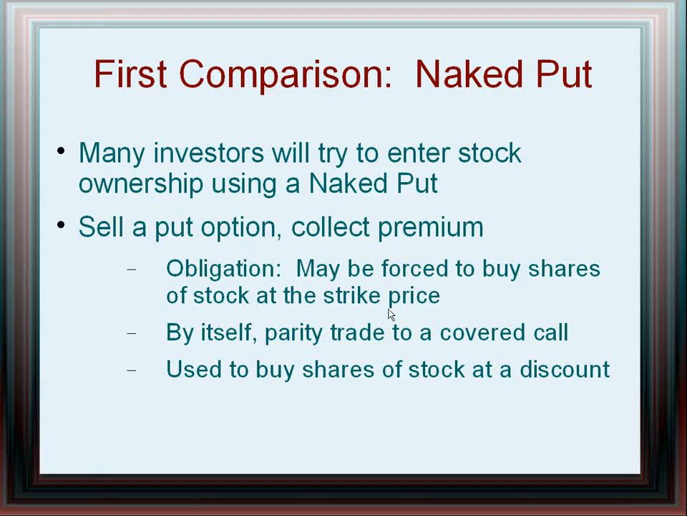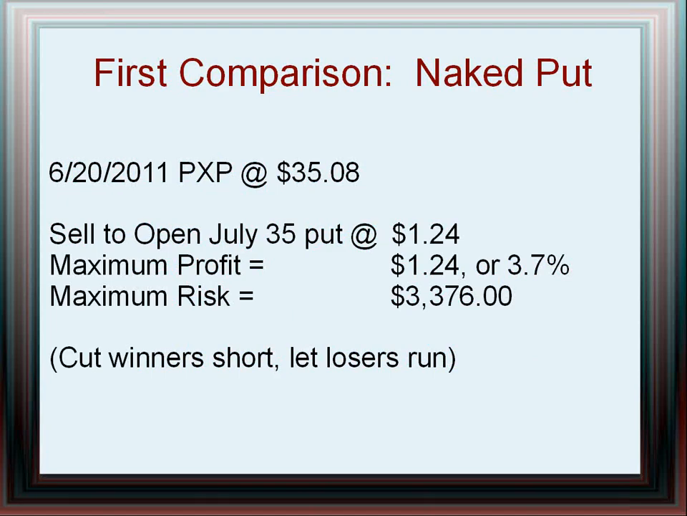Okay, well, so I get stock at a lower price. Let's say the stock's trading at $43, $42. In this case, let's just take the PXP example. The stock's trading at 35 or so. I may sell the 32.5 or the 35 put, generate a $1 premium. Well, if the stock's trading below 35, I may be obligated to buy shares of stock at 35. But that's okay because my cost basis is really $34 per share. And by itself, it is a parity trade to the covered call, and we try to get shares of stock at a discount.